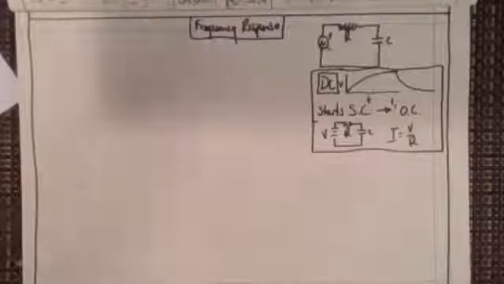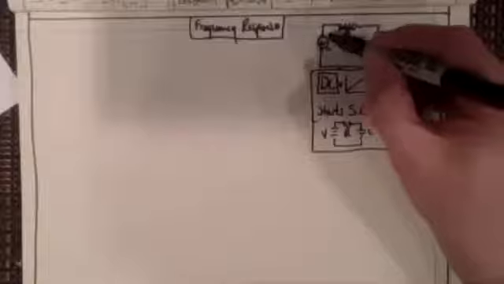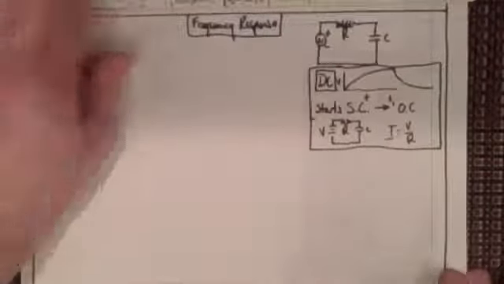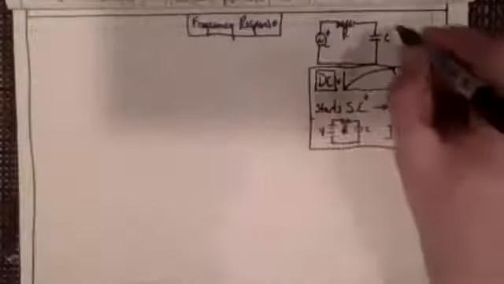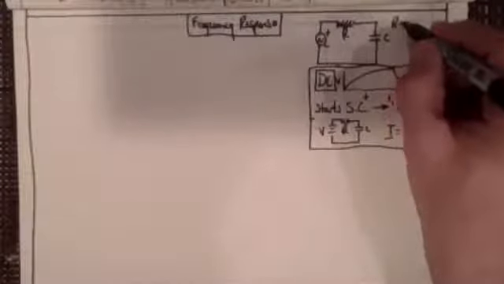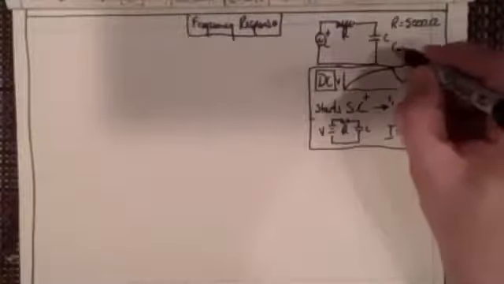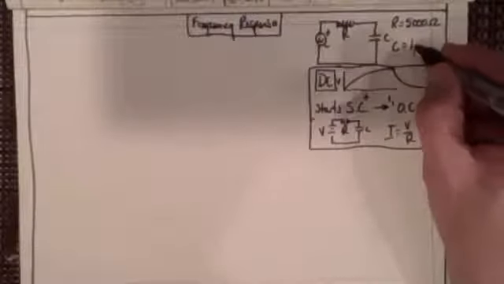Now, let's look at this circuit, because we are talking about frequency response. So what we want to find out is how this would change with frequency. In the last lecture that I gave, I said that the resistance would be 5,000 ohms. And then C, I think, was 1 microfarad, right?